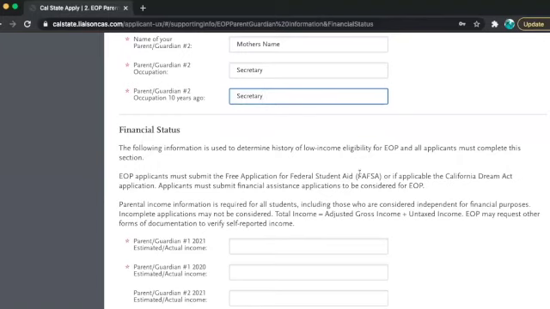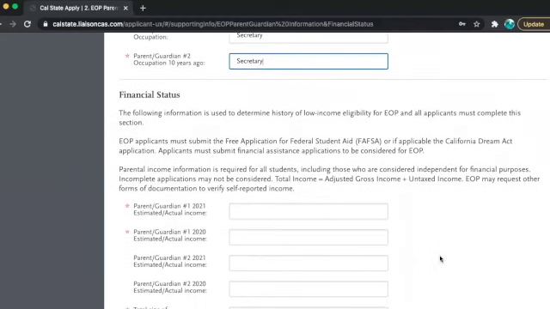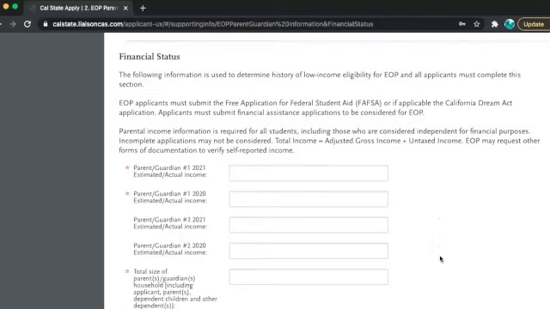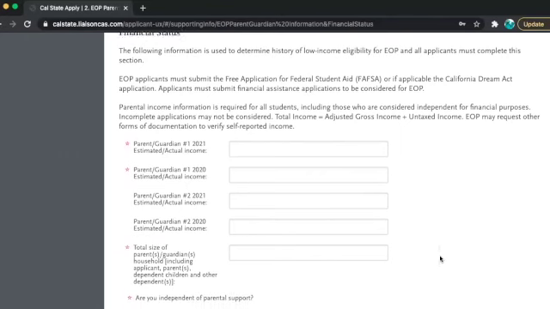Basically, if you don't do FAFSA, you get no financial aid for anything. Not for school, not for EOP, not for anything. So it's important to do it. Parental income information is required for all students, including those who are considered independent for financial purposes. Incomplete applications may not be considered. Total income equals adjusted gross income plus untaxed income. EOP may request other forms of documentation to verify self-reported income.